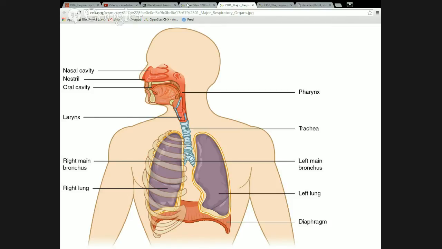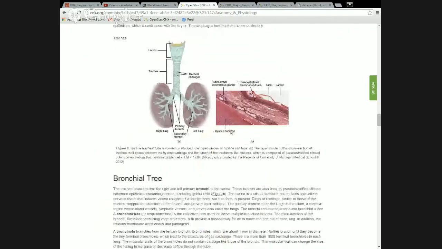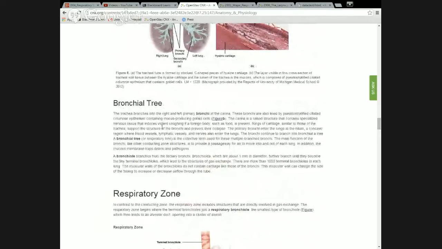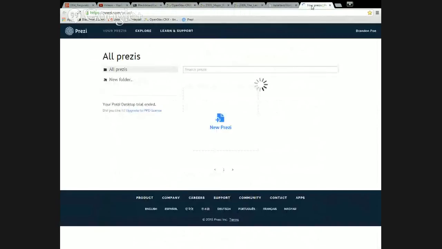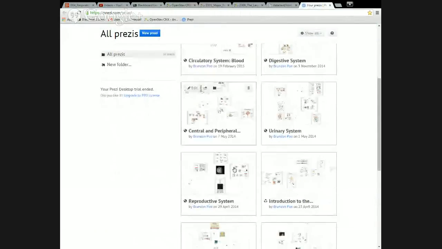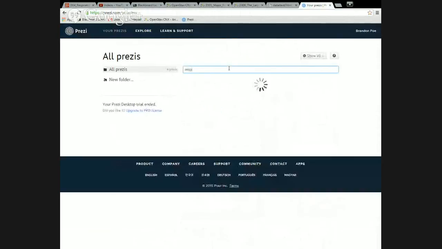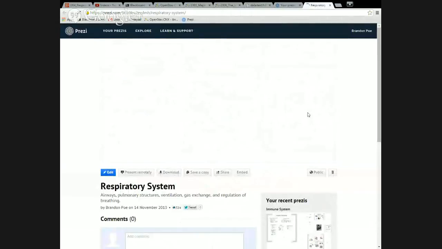Now, oh shoot, I don't have that. The trachea branches into the bronchi, which then branch into the lungs on the right and the left. And they form the bronchial tree. I have a picture of the bronchial tree I want to show you, which is actually the first picture in my respiratory presentation. So I'll pull that up real quick.